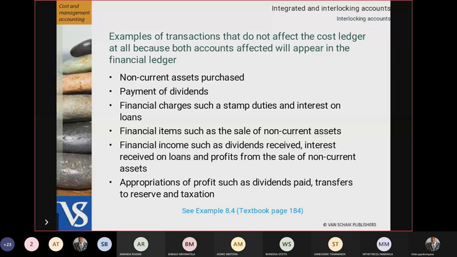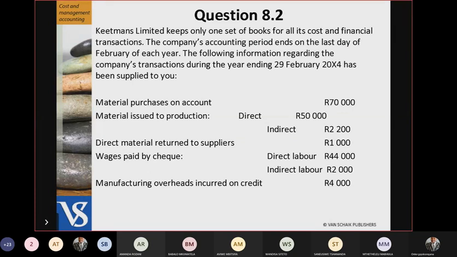Your non-current asset purchased, because if you purchase a non-current asset, whether with cash or on credit basis, it will never affect the cost accounts, because you'll have the non-current asset that you are purchasing and the bank or creditors. Both of those accounts are financial accounts. All right, so that then we can start to understand much better what we're talking about. I've selected question 8.2 to use so that we can have a better understanding of the theory that we've just covered.